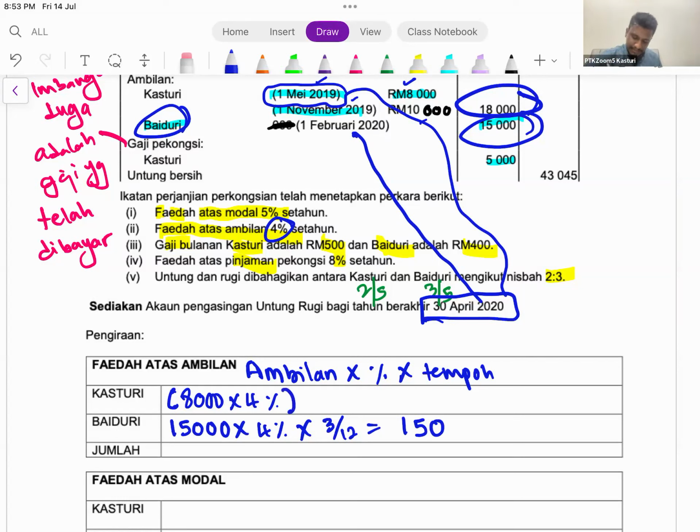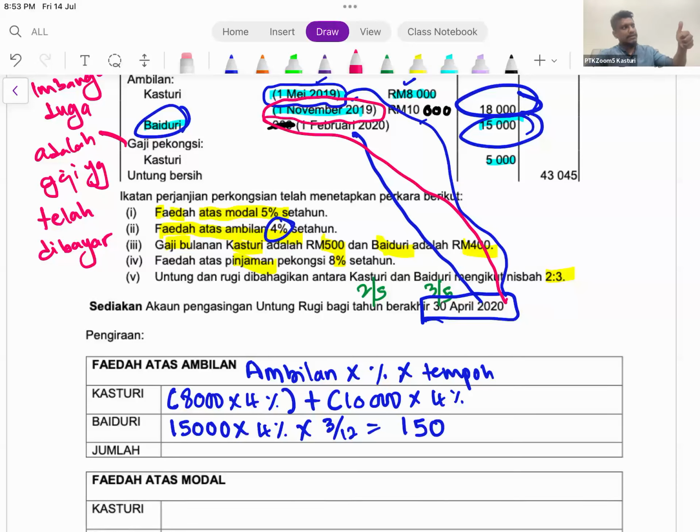So this one, tambah dengan another ambilan is 10,000 for Kasturi. Darab dengan 4%. Ada tempo? Ada. 1st November to 30th April. November, December. Why 13 months?